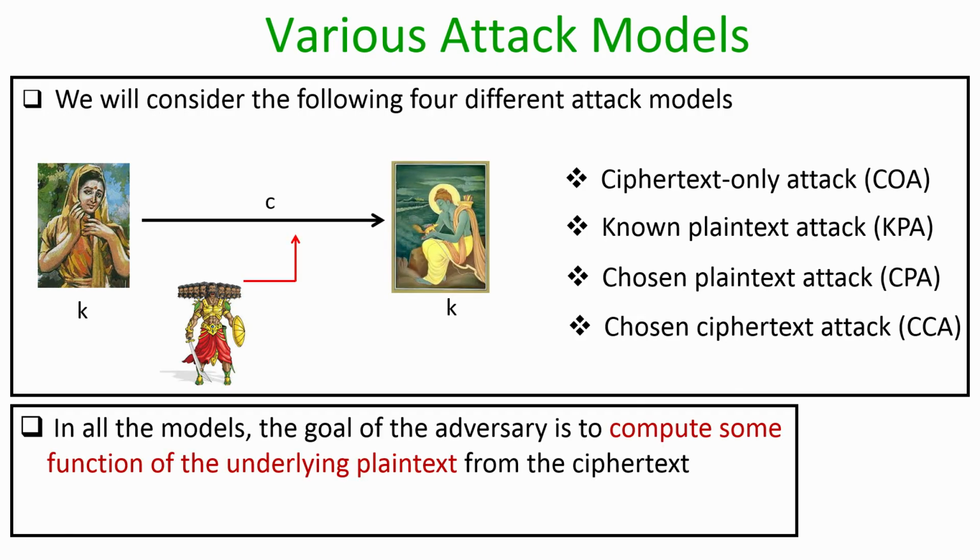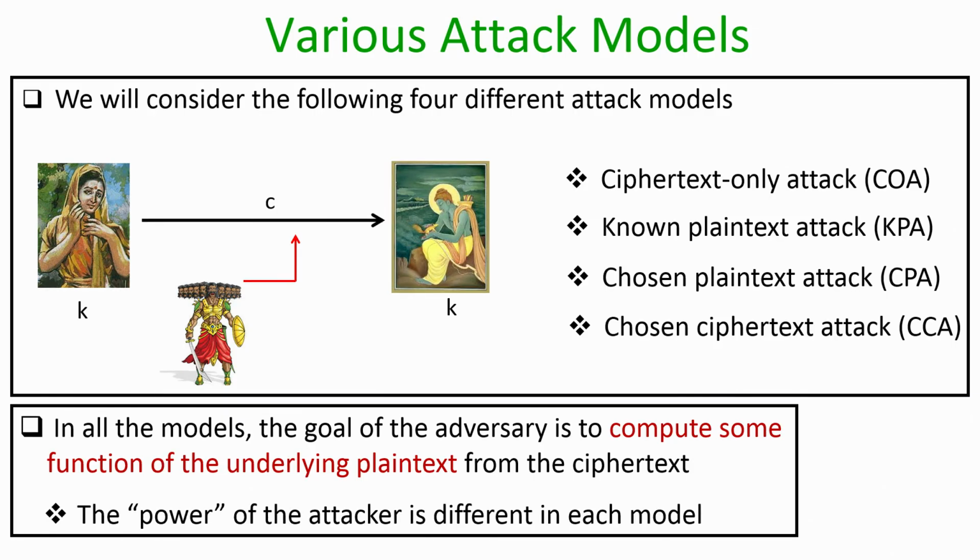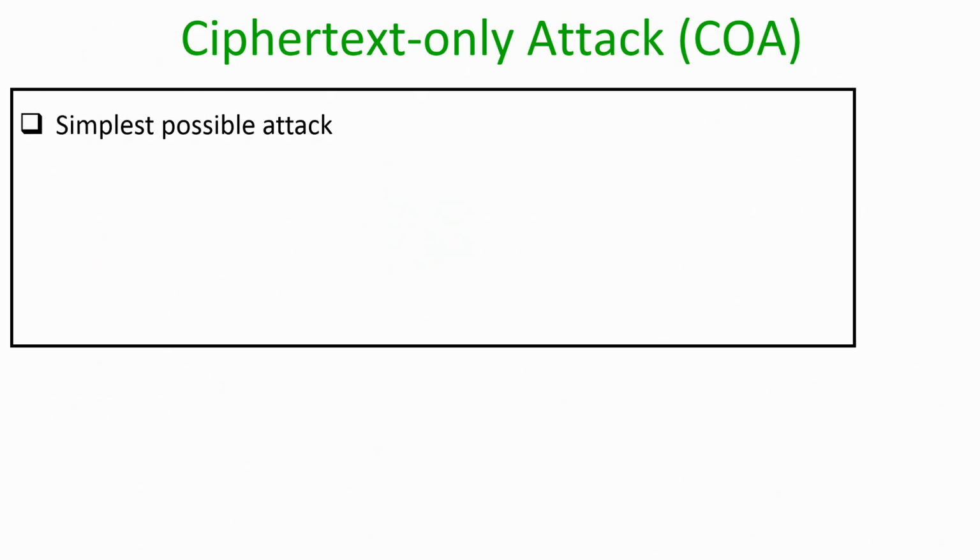In all these attack models, the scenario is the same. We have a sender and a receiver who have agreed upon some common key by running the key generation algorithm and agreeing the key with the other entity by some magical mechanism, such that the adversary or the bad guy or the attacker is not aware of the key, and the adversary has intercepted some ciphertext, and the goal of the adversary is to compute some function of the underlying plain text which has been encrypted in this C. What differs in these attack models is the power of the attacker. That means, what kind of additional information apart from the ciphertext is available to the attacker. So, what we are going to do next is we will go through each of these attack models and see what are the capabilities of the attacker.